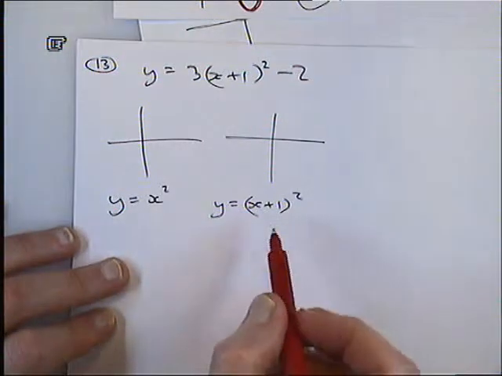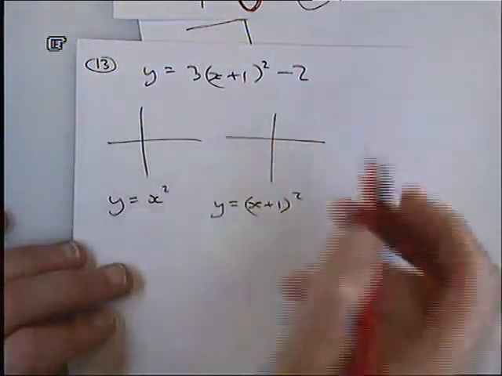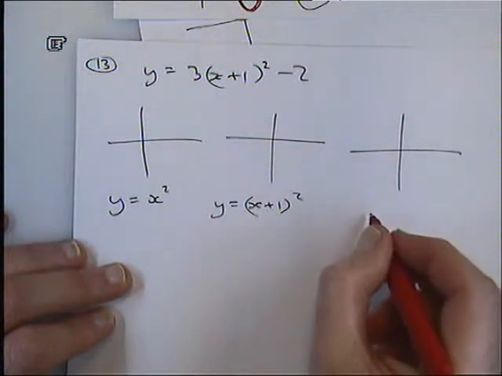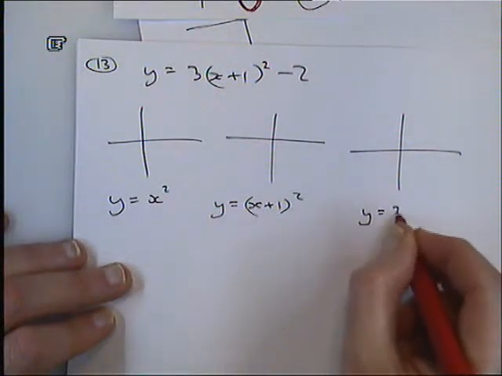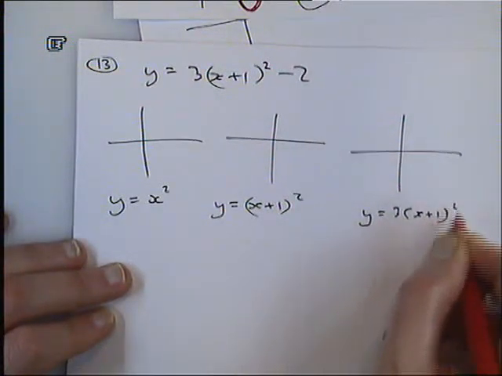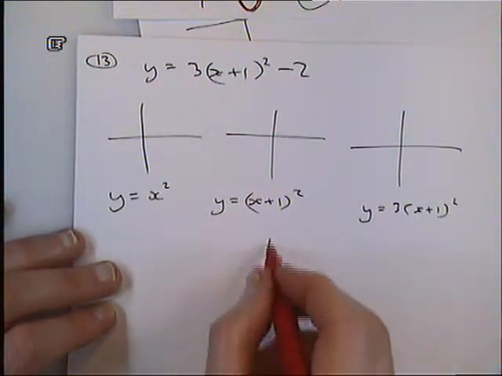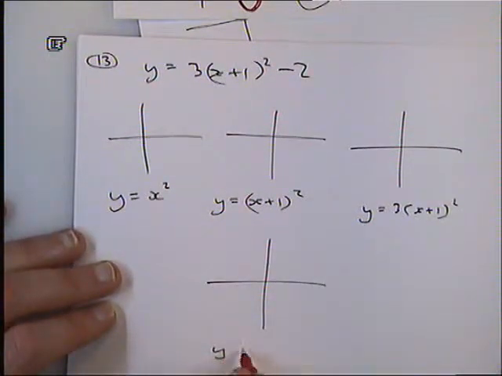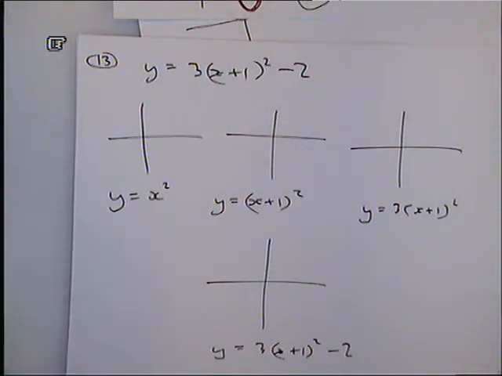Next thing, I would draw that one. Then, what happened next after that up here? It was times by 3. I would then sketch that one. And then finally, I would work my way through by sticking that minus 2 on the end. I would break it up into all the steps. So, do that. We'll see in a minute if we agree with each other.